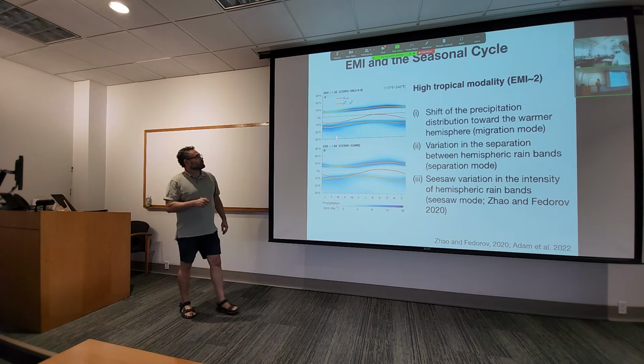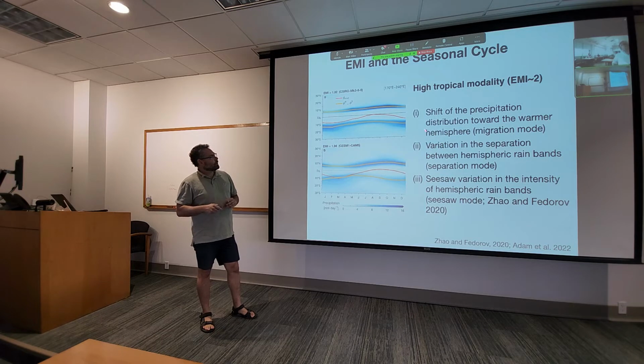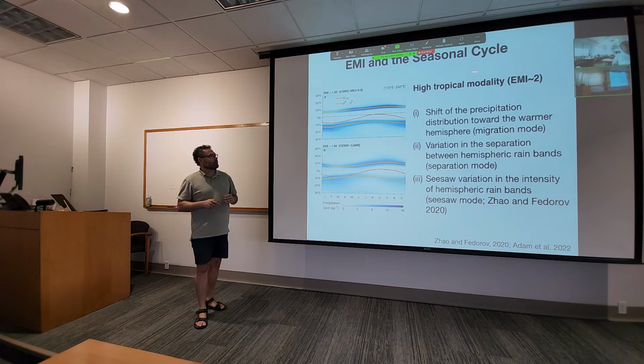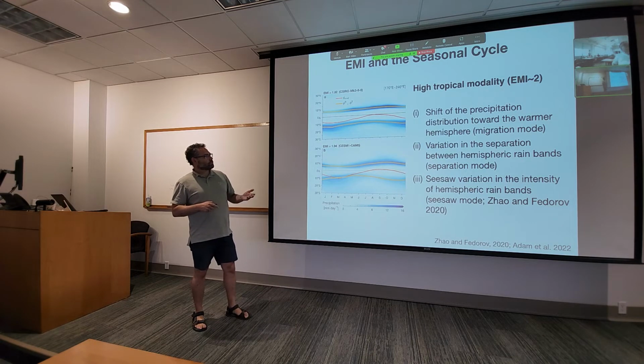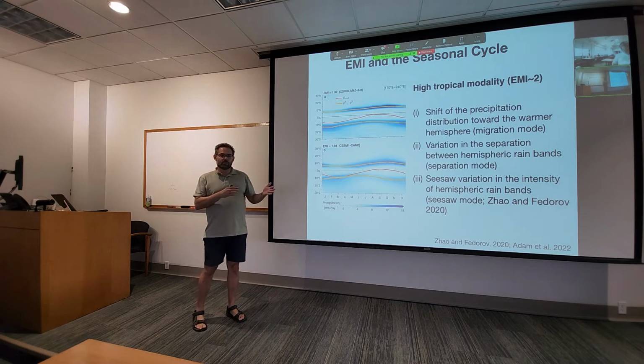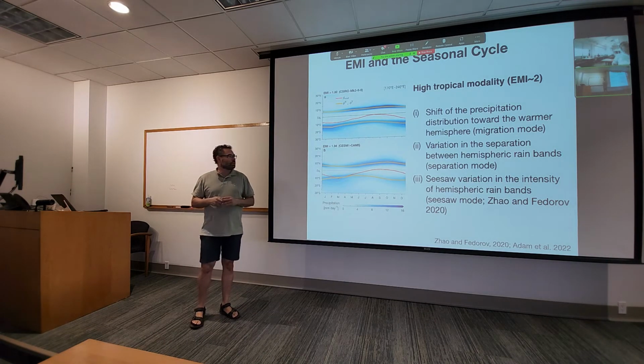So I'm showing here examples of models with high modality in the Western Pacific from CMIP5, and we identify three important modes for high modality climates. One is a shift of the precipitation distribution towards the warmer hemisphere. It's not really a migration, it's just a shift of the weight of the precipitation distribution towards the warming hemisphere.